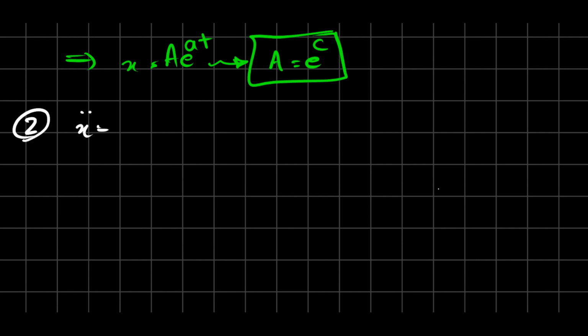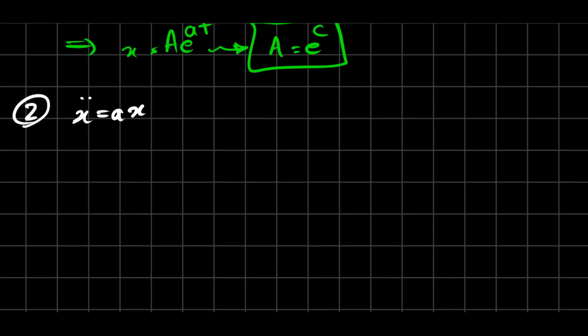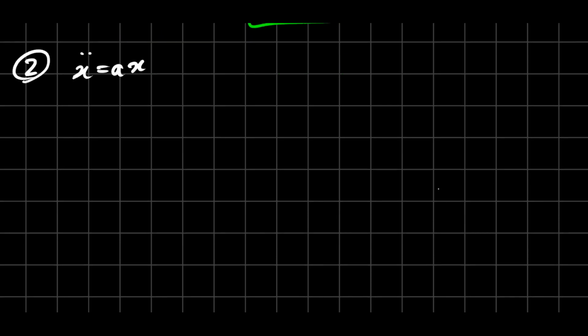The method is really useful for solving hard linear differential equations. One of those differential equations that need some effort is this. This is really common. I tell you why. We have two situations. Let me write it with green again. We have two situations. First, a is greater than 0. In this situation, x double dot minus ax equals 0.